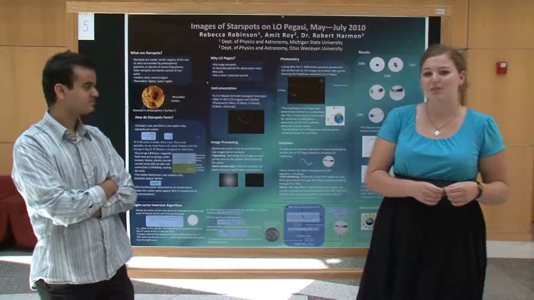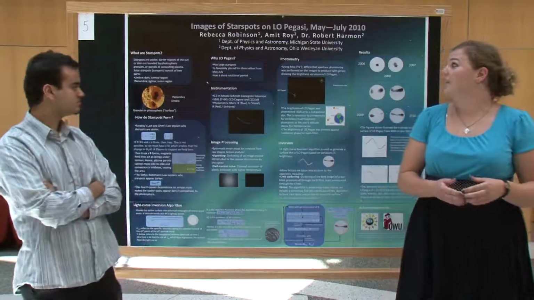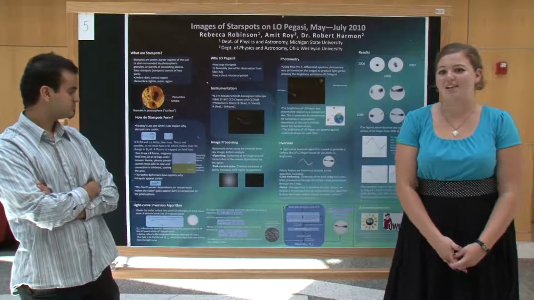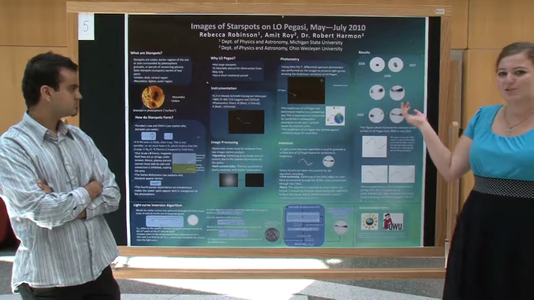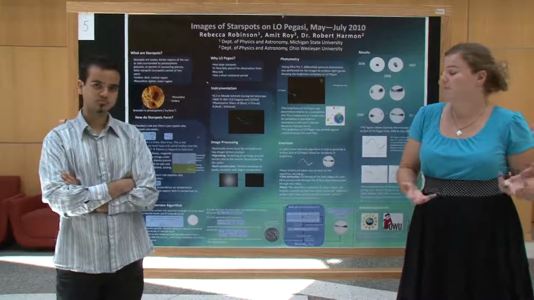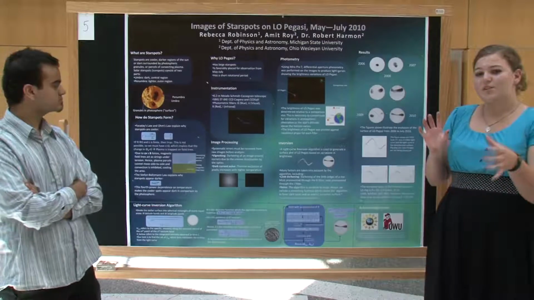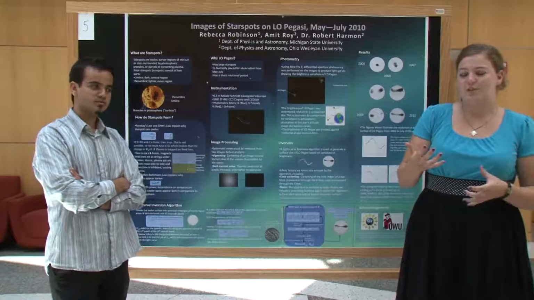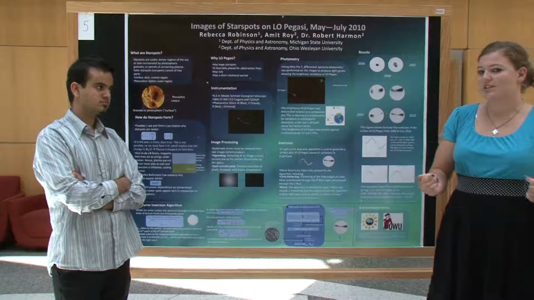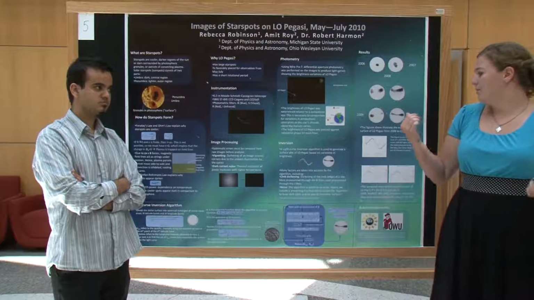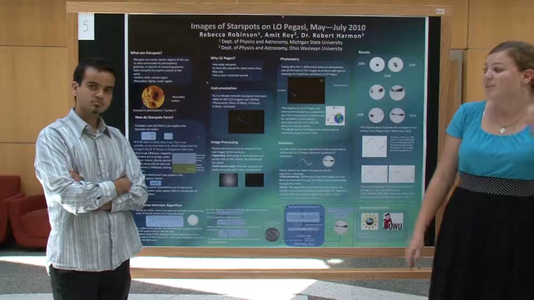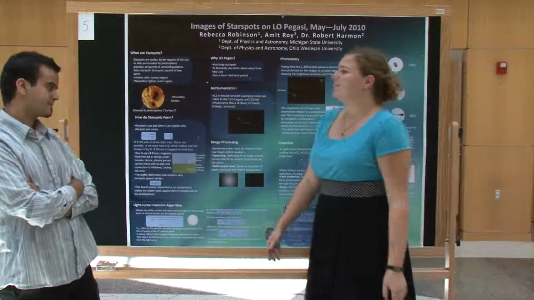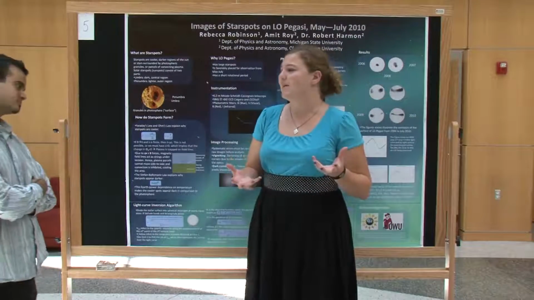So for the past couple of weeks, we've been observing a star called Lo Pegasi, and this star has dark star spots on its surface, which are basically analogous to sunspots. As the star spots rotate into our field of view, the overall brightness of the star diminishes, and as they point away from us, the brightness of the star is heightened. So basically, star spots are the same things as sunspots.